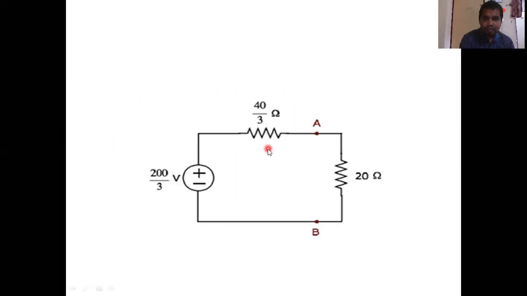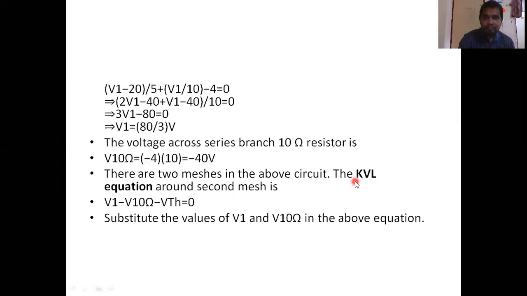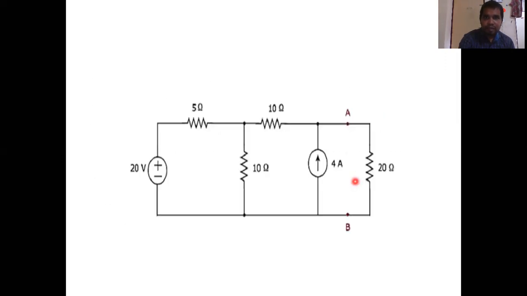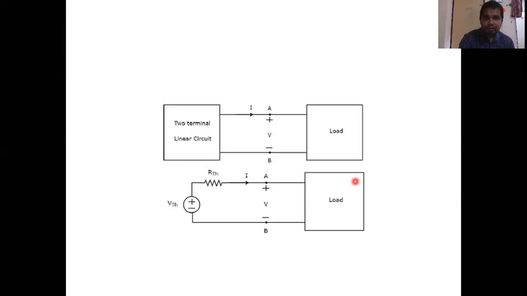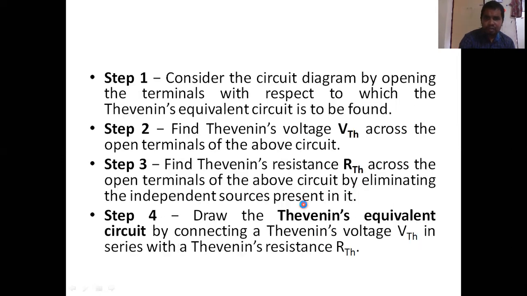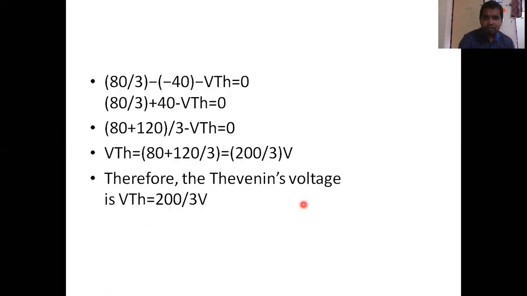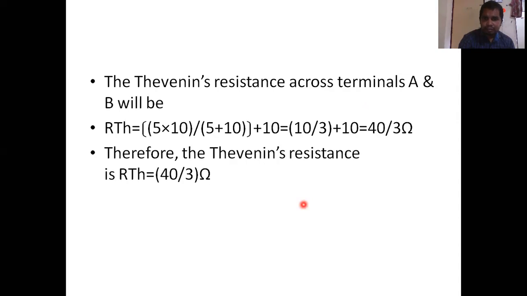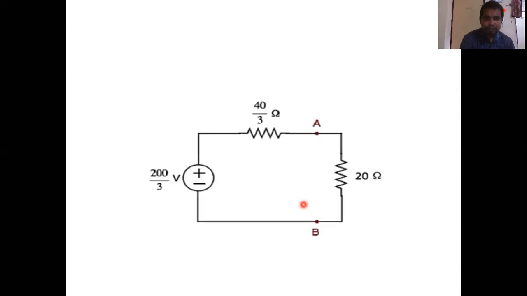Now what is our equivalent? That is VTH, RTH, and your load. This is what we have seen in the beginning, the equivalent. What equivalent have we said? VTH, RTH, and load. The entire network is reduced to VTH, RTH, which we determined. Then you have to substitute the load. That is what is shown here, your Thevenin equivalent. This is VTH, RTH, and 20 ohm.